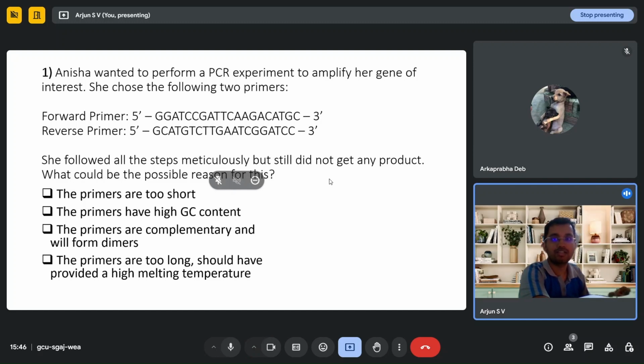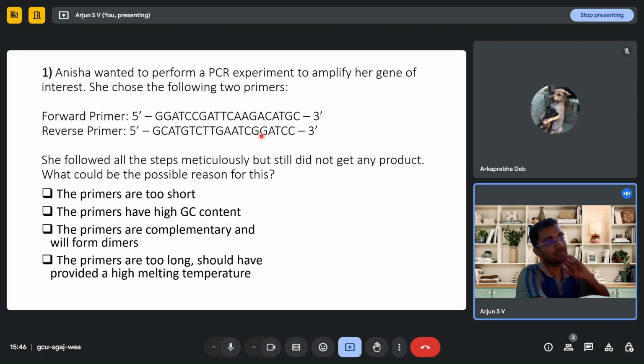So we'll just start. Anisha wanted to perform a PCR experiment to amplify her gene of interest. She chose the following two primers. There is a forward primer and a reverse primer, each with a sequence written from 5' to 3'. She followed all the steps meticulously but still did not get any product. What could be the possible reason for this?